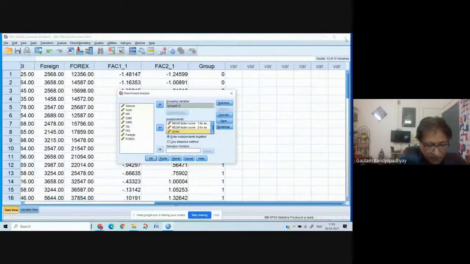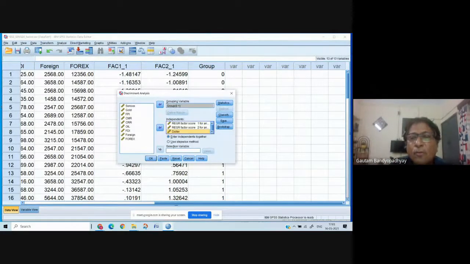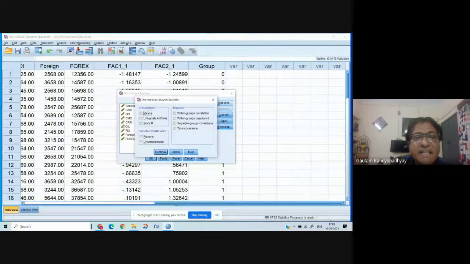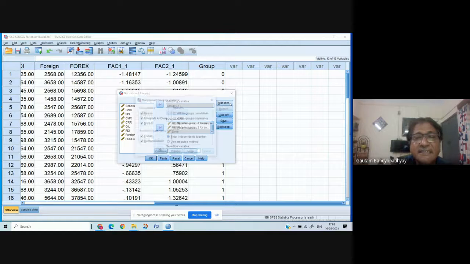Now, coming to this, after selecting, we go for Statistics. We select means, descriptive, univariate ANOVA, Box's M, and the function coefficients. Continue. So under Statistics we select 5. Continue.